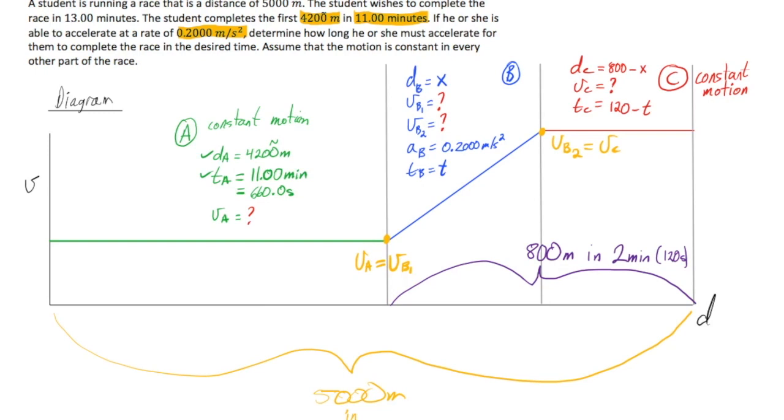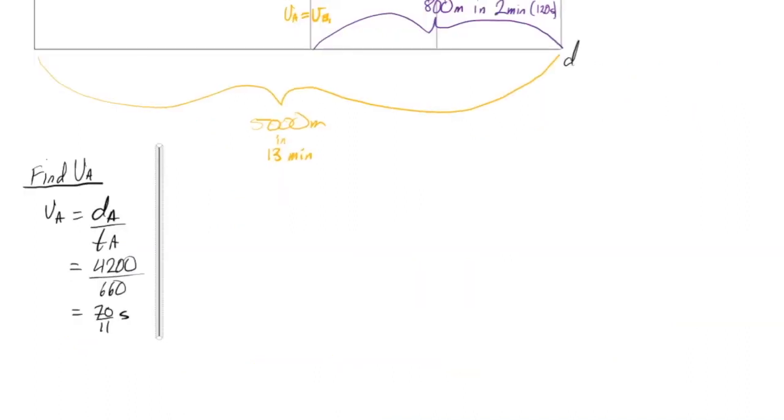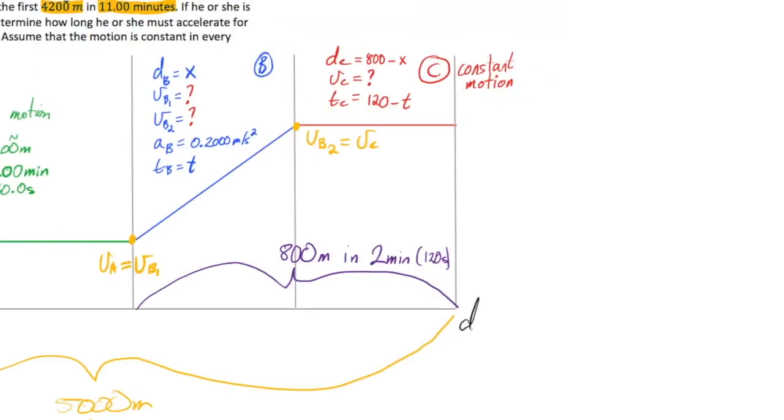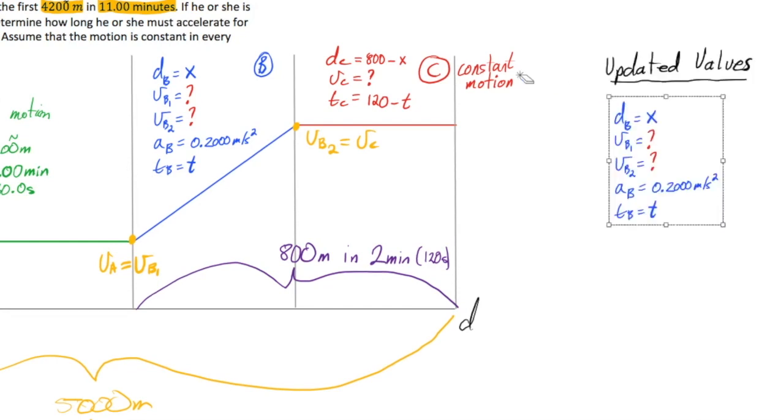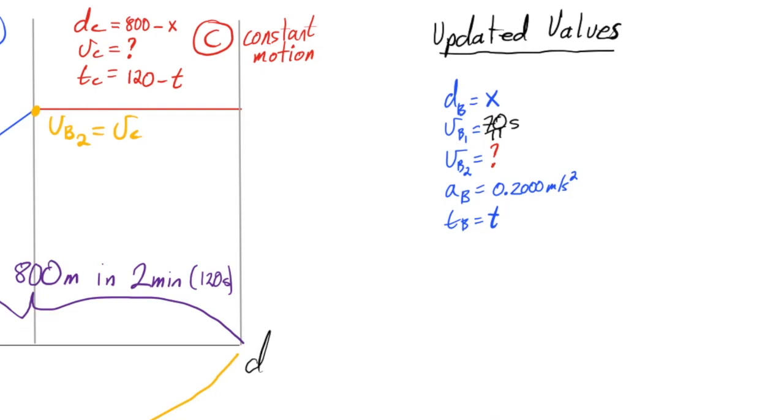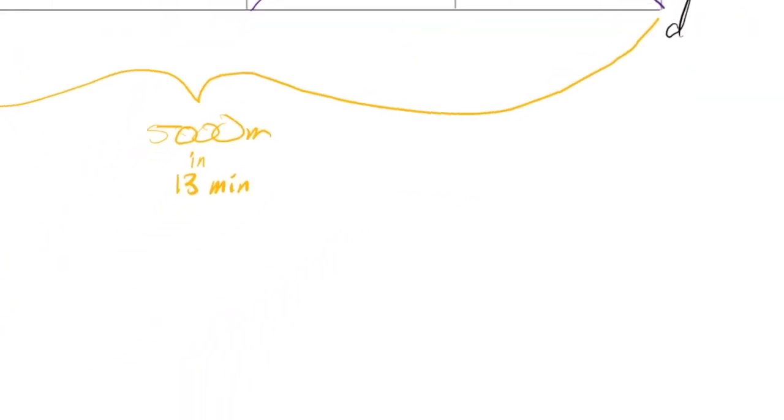All right, so now we know the speed in section A. So now we know what our VB1 is going to be. So our VB1 is equal to 70 over 11. On the side here, I'm going to put my updated values. So we now know that our VB1 is equal to 70 over 11. Now if we look here, we've got 1, 2, 3 unknowns. That means we're down to only needing 3 more equations. Next, we're going to focus on section C because we know the formula for that one, because it's constant motion.